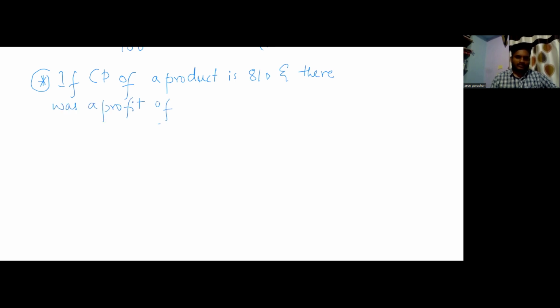If the cost price of a product is 810 and there was a profit of 10%, then what is the selling price? Try to do this using the formula. Then I'll teach you how to do it without the formula also.